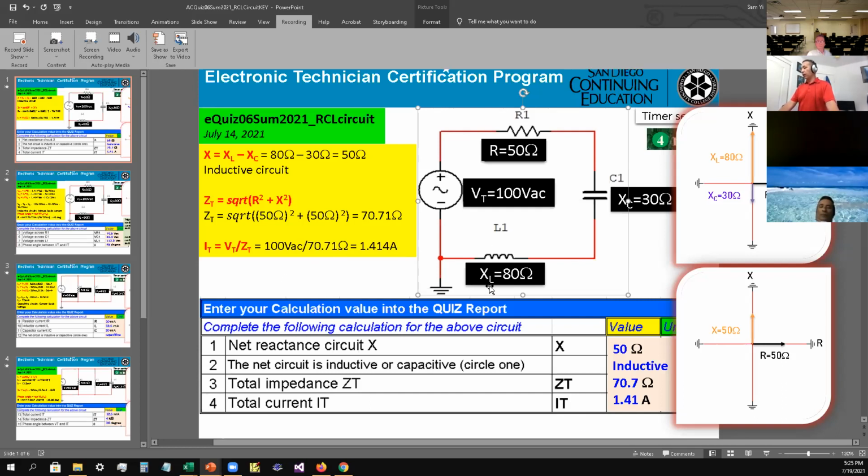So this is what your circuit looks like. If you convert all this information into an XY axis, it would be something like this. XL points up, 80 ohms. XC points down to the bottom, 30 ohms. And R goes toward the R side, which is about 50 ohms. This one is going up, this one is going down. Combine these two and the greater amount is XL by 50 ohms. That's why we got an inductive circuit.